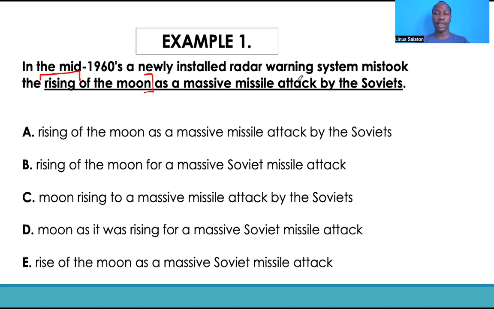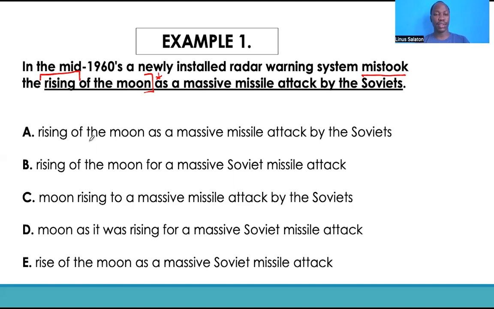You can already tell an idiomatic construction. So from your knowledge of idioms, you know that mistook is usually followed by for. So in our case, we have mistook followed by as, right? Which is not correct. So any answer choice that you encounter among the 5 answer choices that uses this construction is wrong, as a massive missile attack by the Soviets.